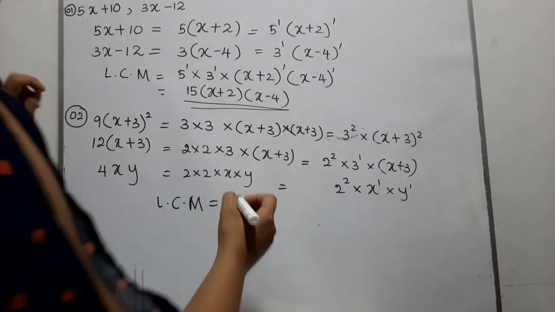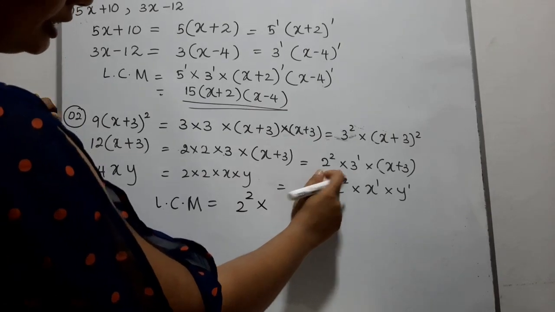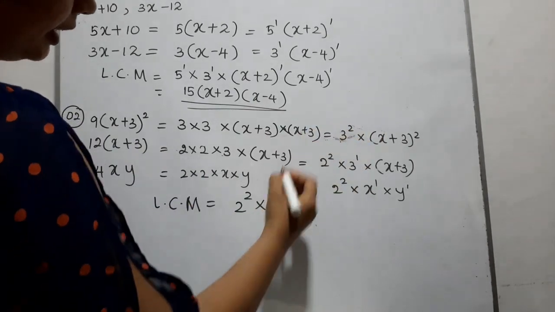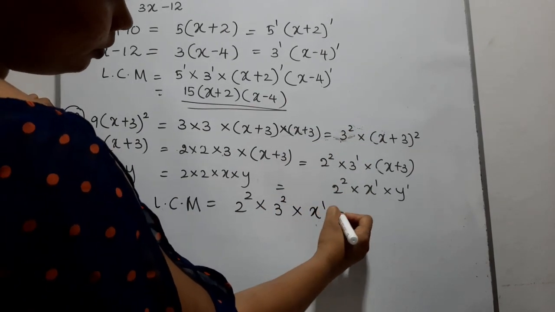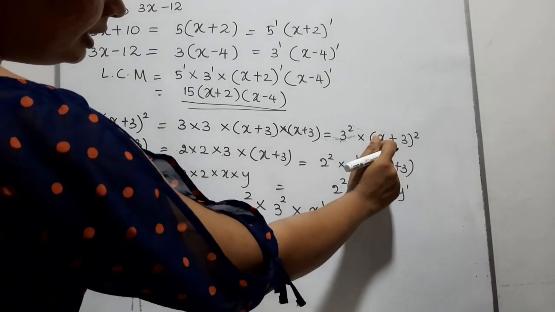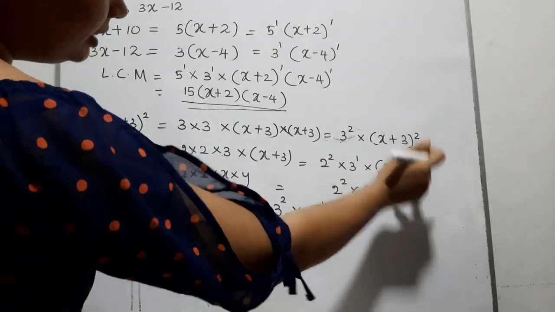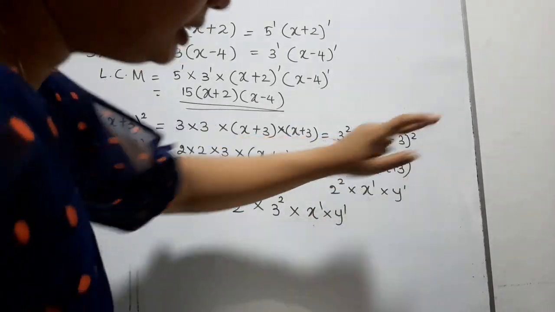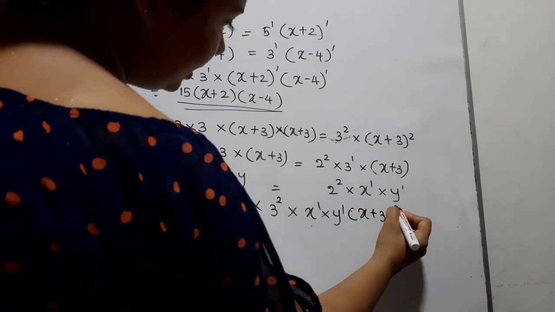Here 2 to the power 2 is the largest power. Then when we consider 3, there is 3 to the power 2. Then x to the power 1 into y to the power 1 is here. Here x plus 3 is here. Now the largest power is x plus 3 squared. Then we obtain x plus 3 squared.